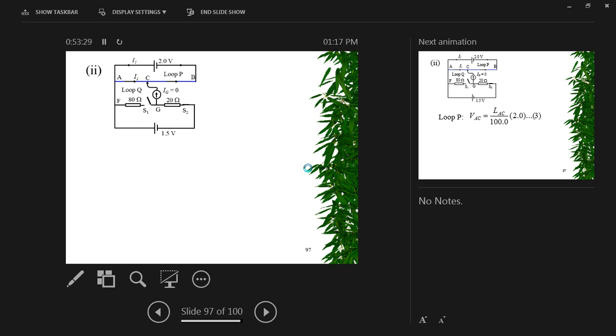So if I want to check whether there's current flowing in this loop, the bigger loop now Q, I need to trace the circuit. Okay, this part is connected to A. That's okay. Let's look at the tail of the battery. The tail of the battery goes through the 20 ohm resistor.